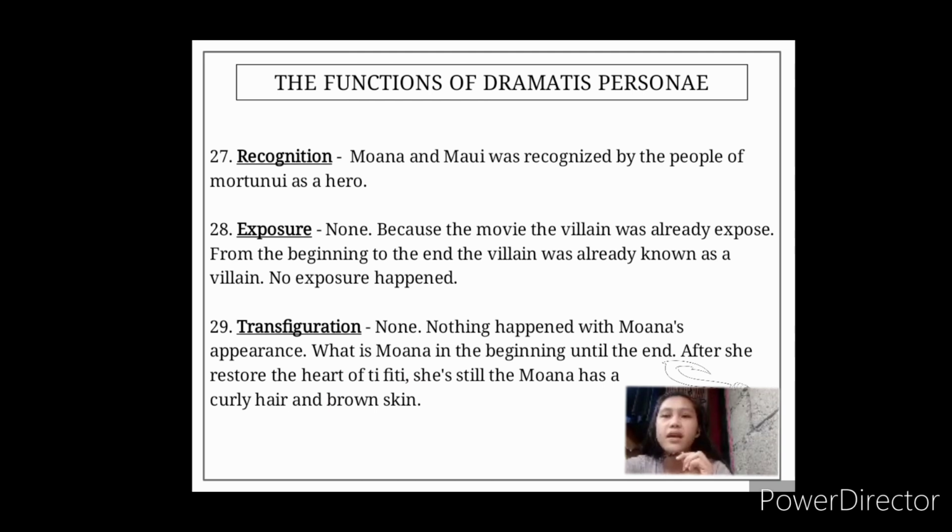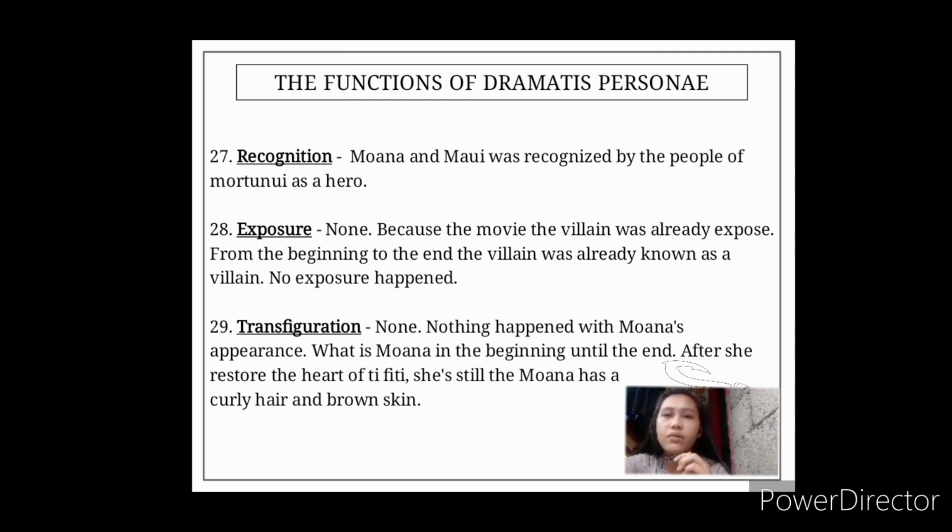Number 28, exposure. This function is not in the movie. It's not found in the movie because the villain was already exposed. From the beginning to the end, the villain was already known as a villain. No exposure happened. Number 29, the transfiguration.